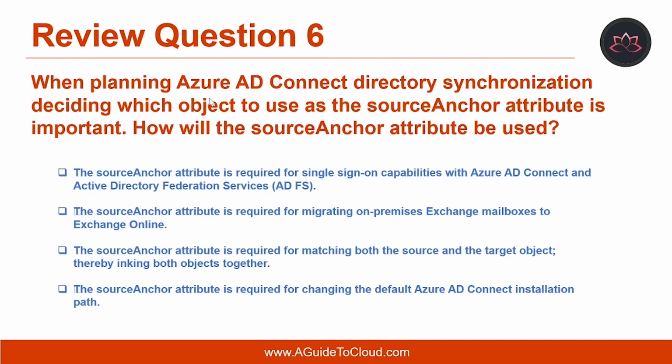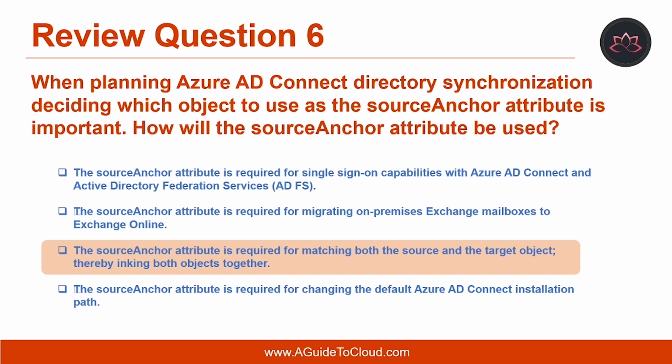Let's look at question number 6. When planning Azure AD Connect directory synchronization, deciding which object to use as the source anchor attribute is important. How will the source anchor attribute be used? The correct answer is the source anchor attribute is required for matching both the source and the target object, thereby linking both objects together.